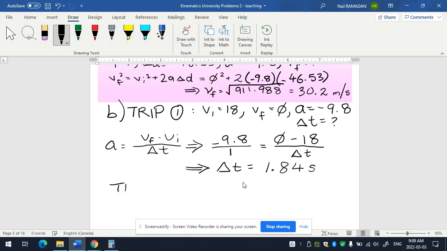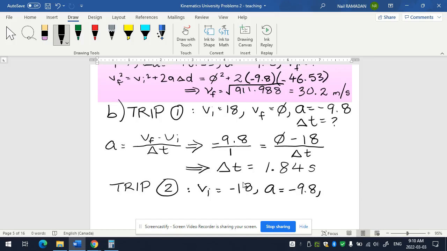Okay. Trip 2. Let's do trip 2 Saad's way, which is what? Purely look at the 3 numbers. So we're going to look at 18, 9.8, and 30. All right. Saad, should Vi be 18 or negative 18, according to the designated positive direction we already chose? It's going negative, so negative 18. Acceleration, also what? Negative 9.8.